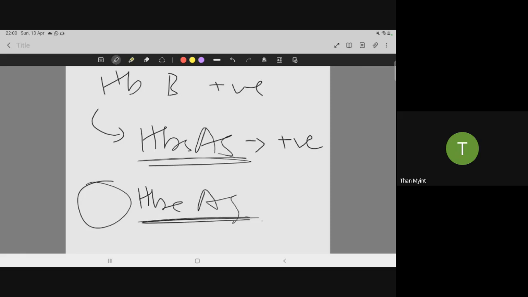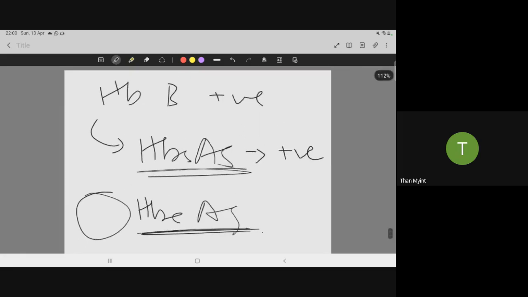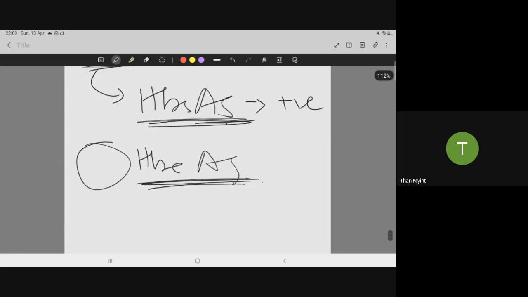If I say someone is hepatitis B positive and their surface antigen is positive, and I say that their hepatitis E antigen is also positive, this means they have high infectivity and a chronic infection. Correct? And if this is negative, it means that the patient is low infectious. So I want you to focus on this.